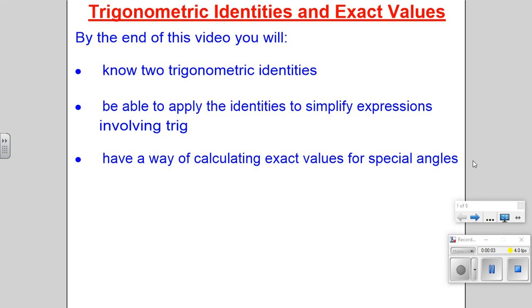So this is the final part of the assessment standard for Trig. This video is in 3 parts. I will be introducing you to 2 trigonometric identities. I will be explaining how you can use those trig identities to simplify expressions involving trig, and I will also show you a way to calculate exact values for special angles, which I have briefly mentioned, and these exact values are how you would solve trig equation questions in a non-calculator paper.